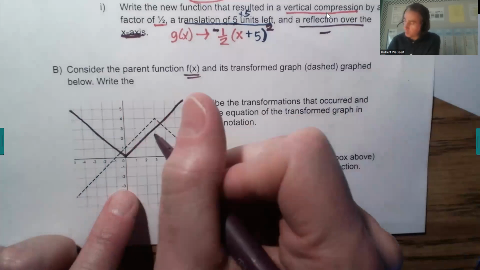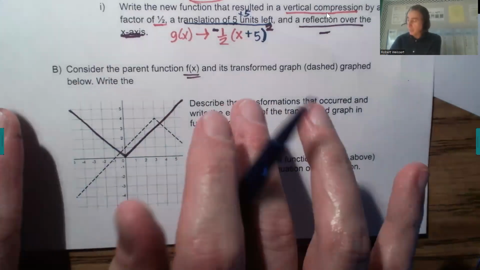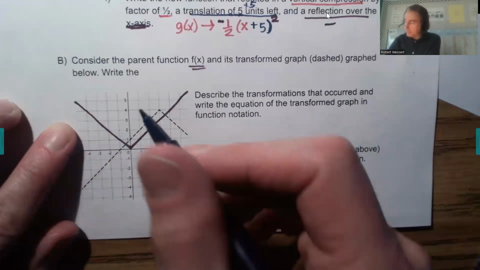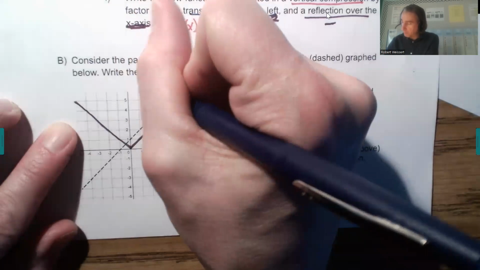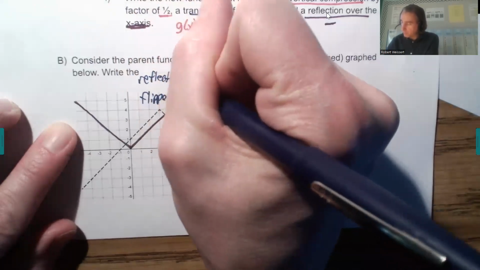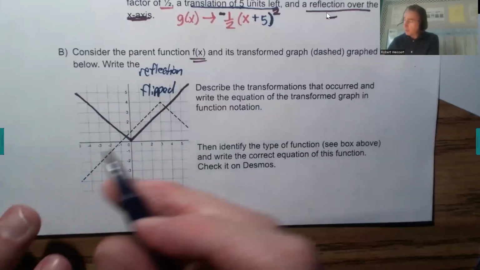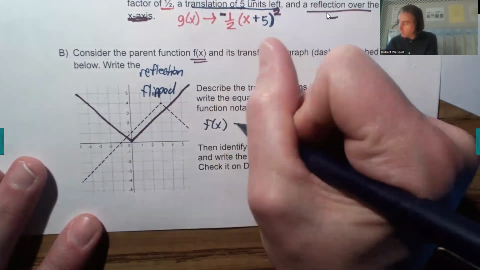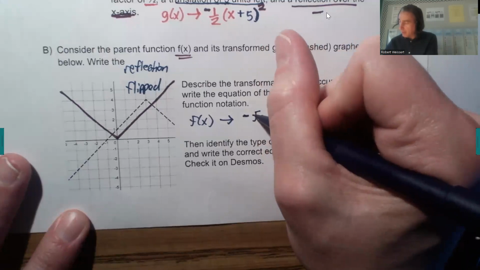So let's start first. What I like to do first is just kind of go, did it flip or get stretched or compressed? And it looks like it has the same width to it, but notice that it's opening down, okay? So because it flipped, it's going to be a reflection. And I want to do that part first because that's going to be the negative on the outside. So you would write the negative. So f of x is going to go to negative, and go ahead and write the f.